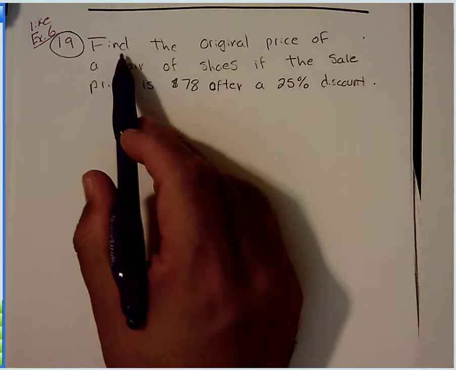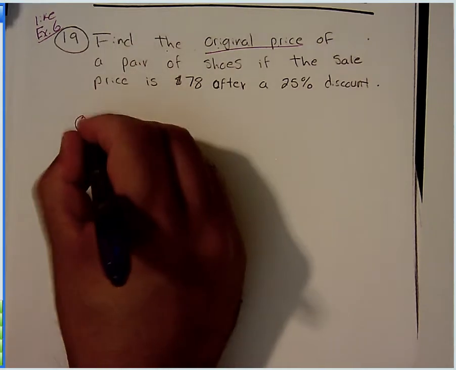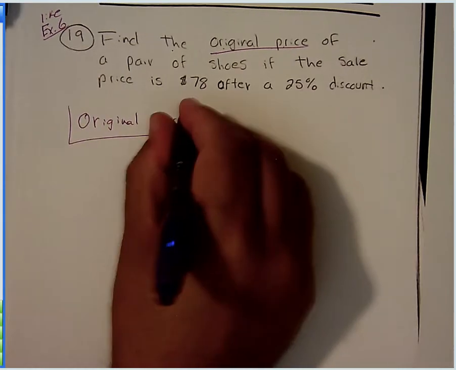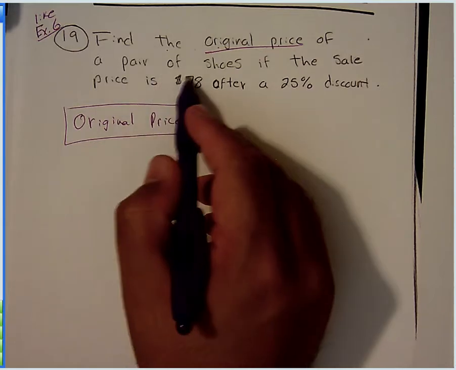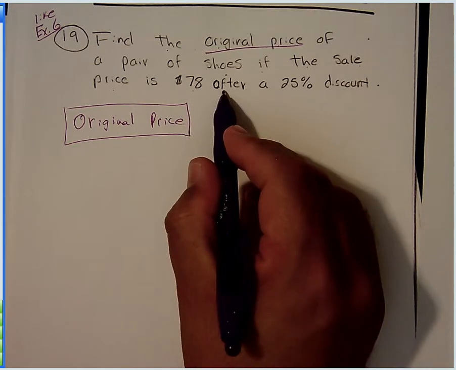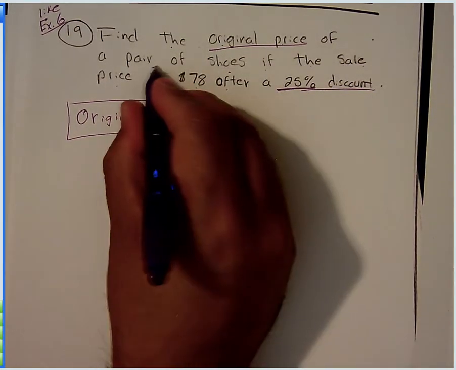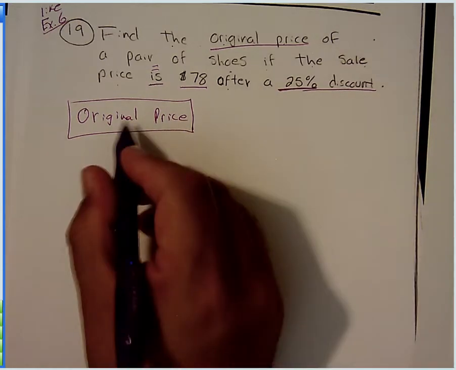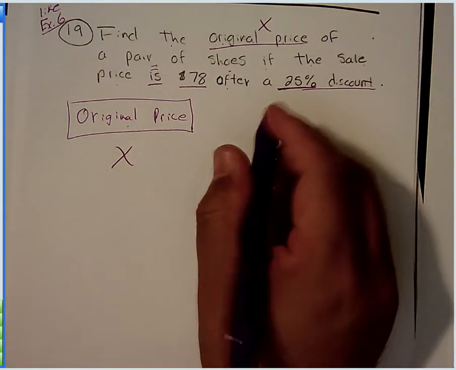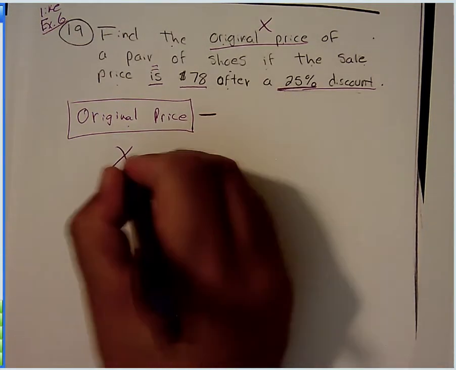So okay, find the original price. Again, the original, that's what they want. We're gonna put the original price of a pair of shoes if the sale price is $78 after. So they're giving us a percent of discounts, and that has to equal 78. We have the original price that we don't know, as the x, and then we have a discount, which is this.